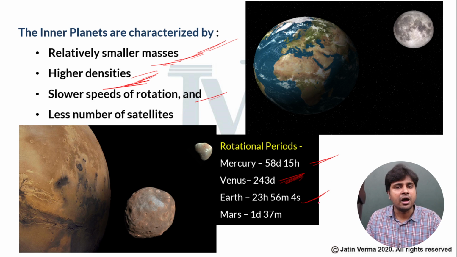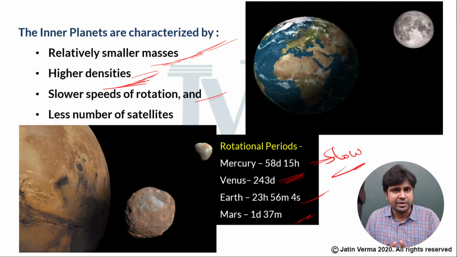Now, Earth, our home planet. Earth takes 23 hours, 56 minutes, and 4 seconds, roughly 24 hours, to finish one rotation around its axis. And Mars takes 1 day, 37 minutes to finish one rotation around its axis. So these rotational periods are slow. When we compare these rotational periods with the rotational periods of gas giants, then you'll understand how slow these rotational periods are. Clear? And then these rocky planets have less number of satellites.